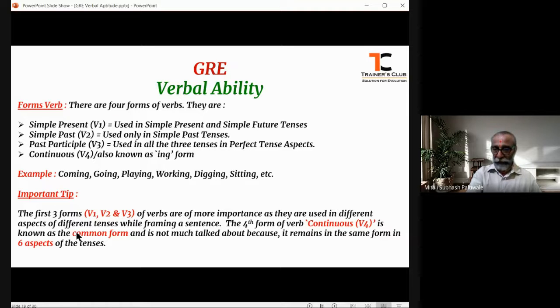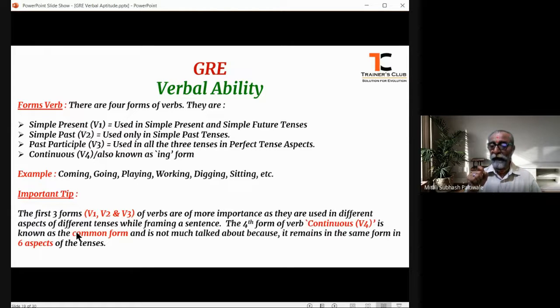Then, another important thing about the verb is all about the forms of verb. In English, there are 4 forms of verb, but the fourth form is also known as the common form or the ing form. It is also termed as V4. Why is it called the common form?